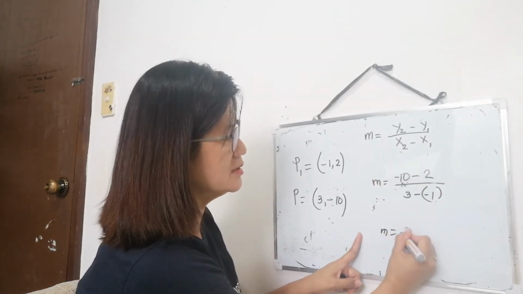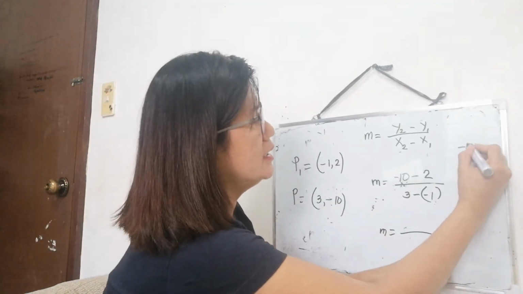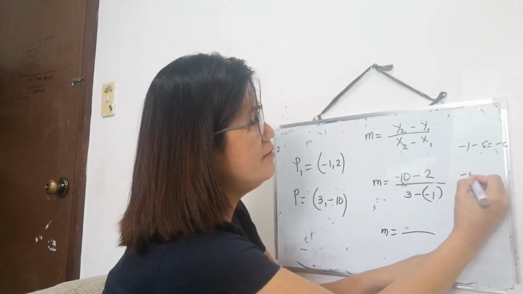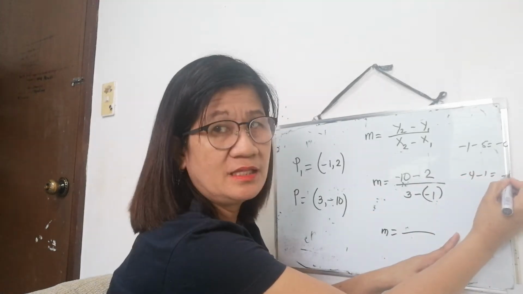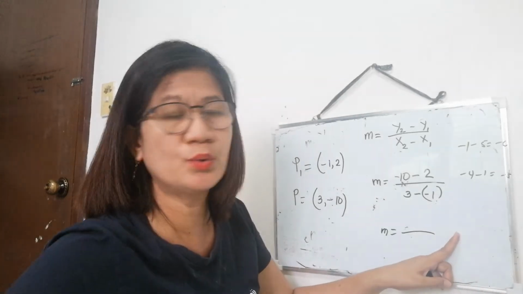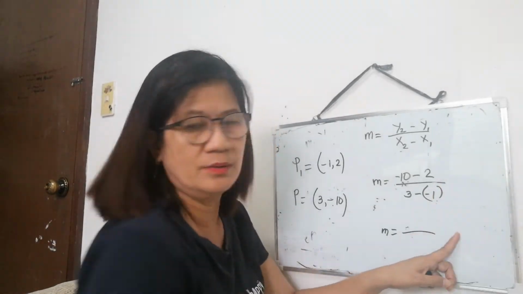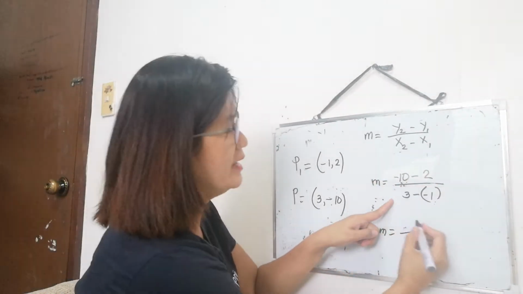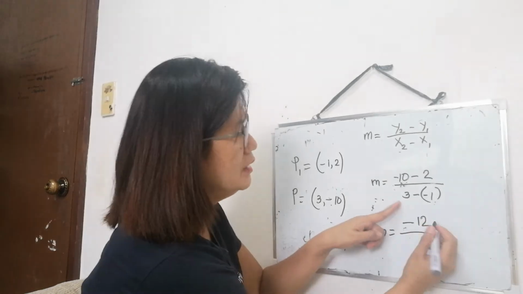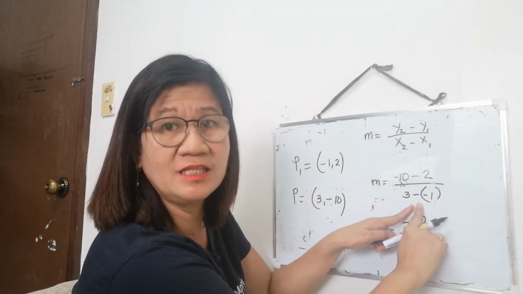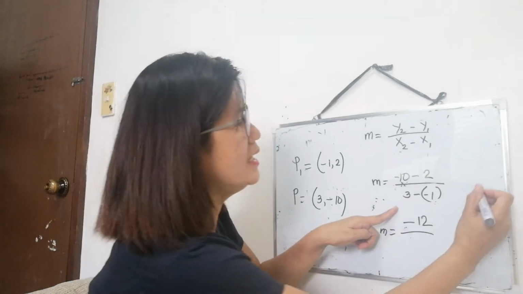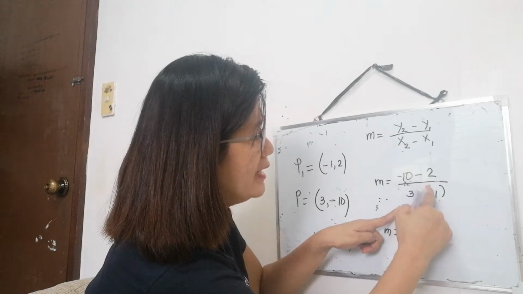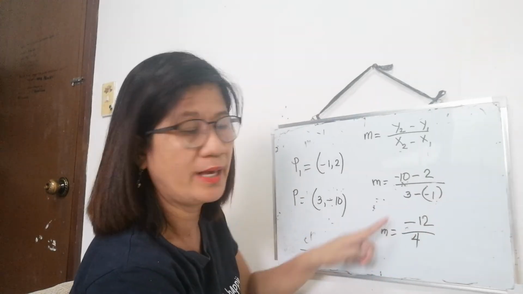So, m equals, kapag ganito, negative 1 minus 5, the answer is negative 6. Negative 4 minus 1, the answer is negative 5. Tandaan natin yung mga ganong rulings, no? Para hindi kayo malito. So, here, negative 10 minus 2, the answer is negative 12. Ito naman magiging plus kasi negative times negative. So, mangyari niyan, ang ibig sabihin niyan ay 3 plus 1. 3 plus 1, this will become plus. The answer is 4. Okay?